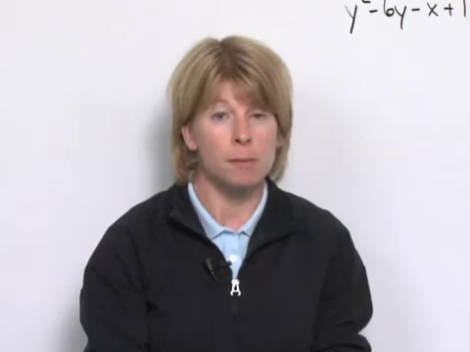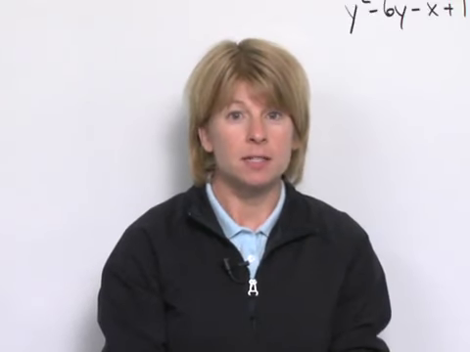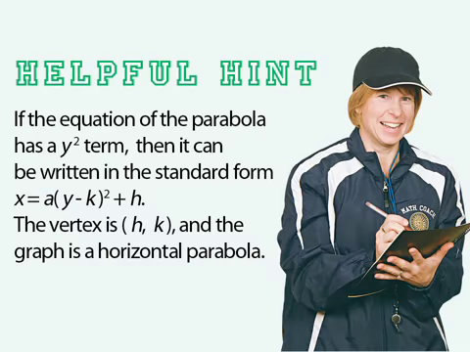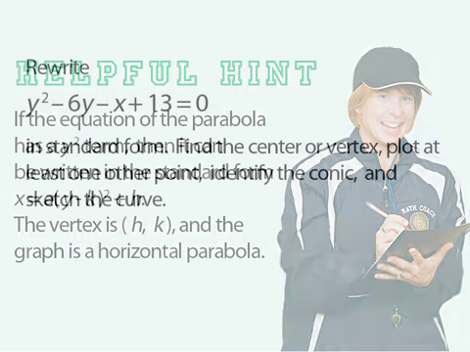In this problem, we'll see how to rewrite and then graph a parabola. Let's look at our helpful hint. If the equation of the parabola has a y squared term, then it can be written in the standard form x equals a times (y minus k) squared plus h. The vertex is (h, k), and the graph is a horizontal parabola.